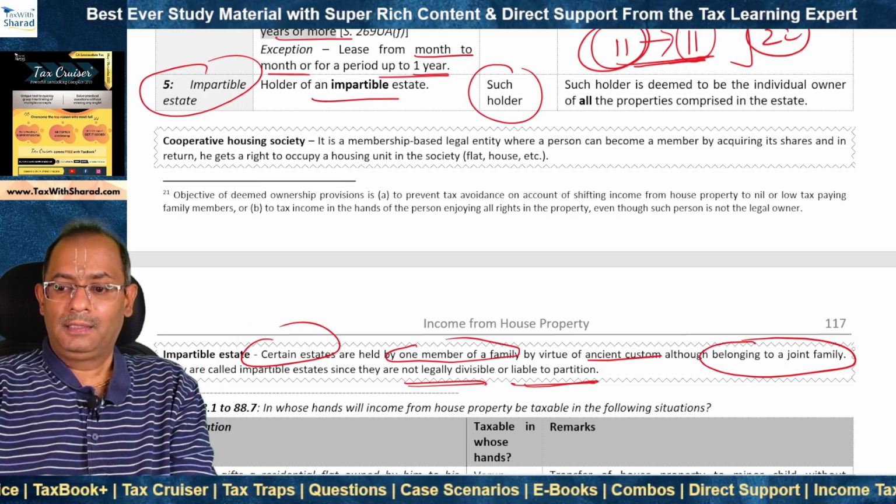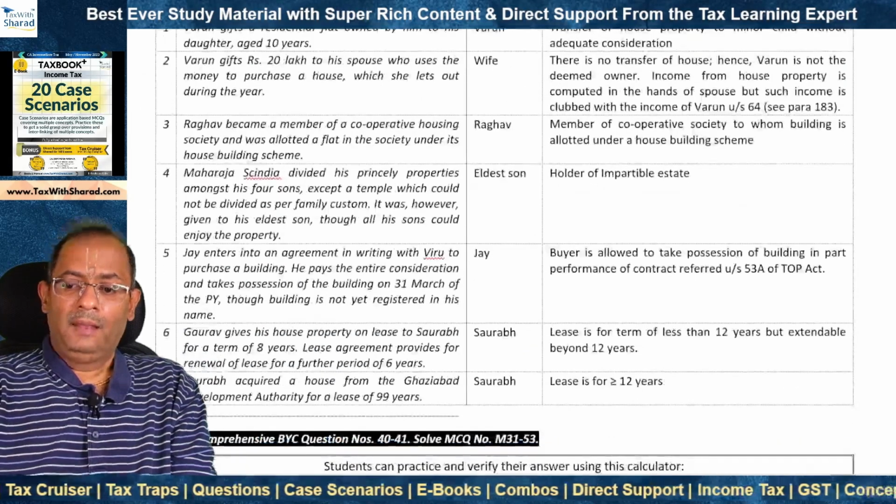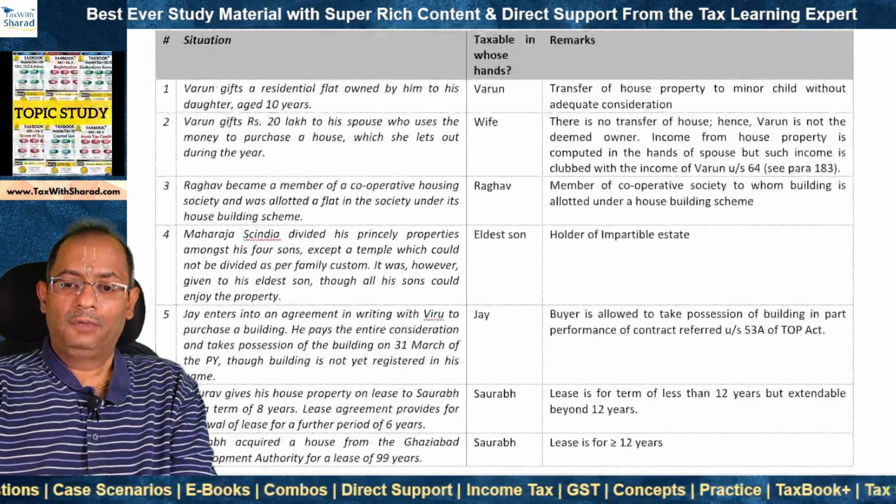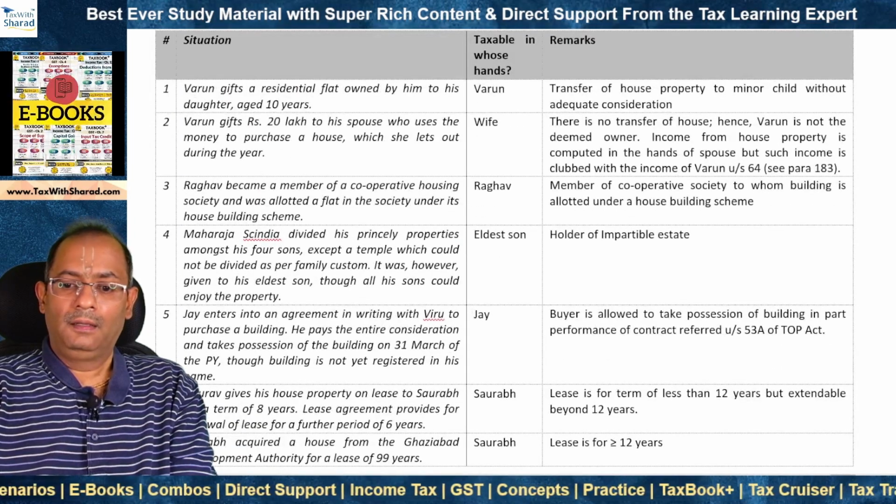So these are the categories listed in section 27, and this brings us to the end of this video, where we have discussed how to compute income under the head income from house property.